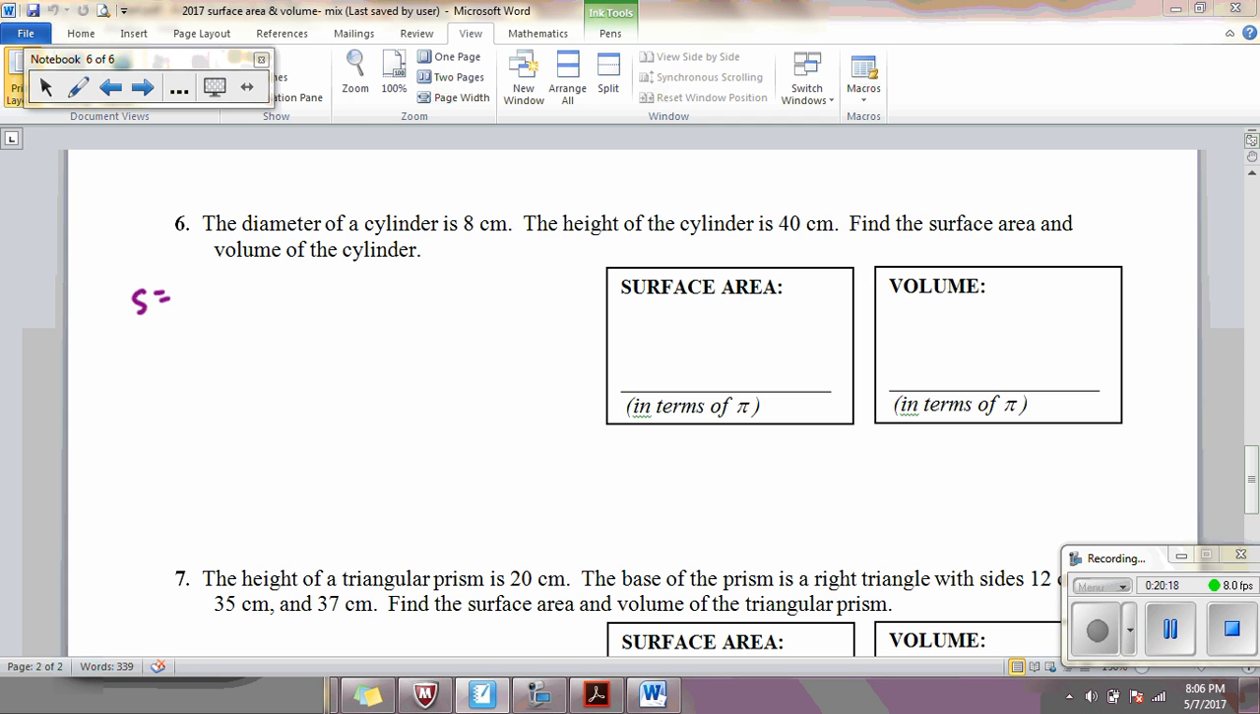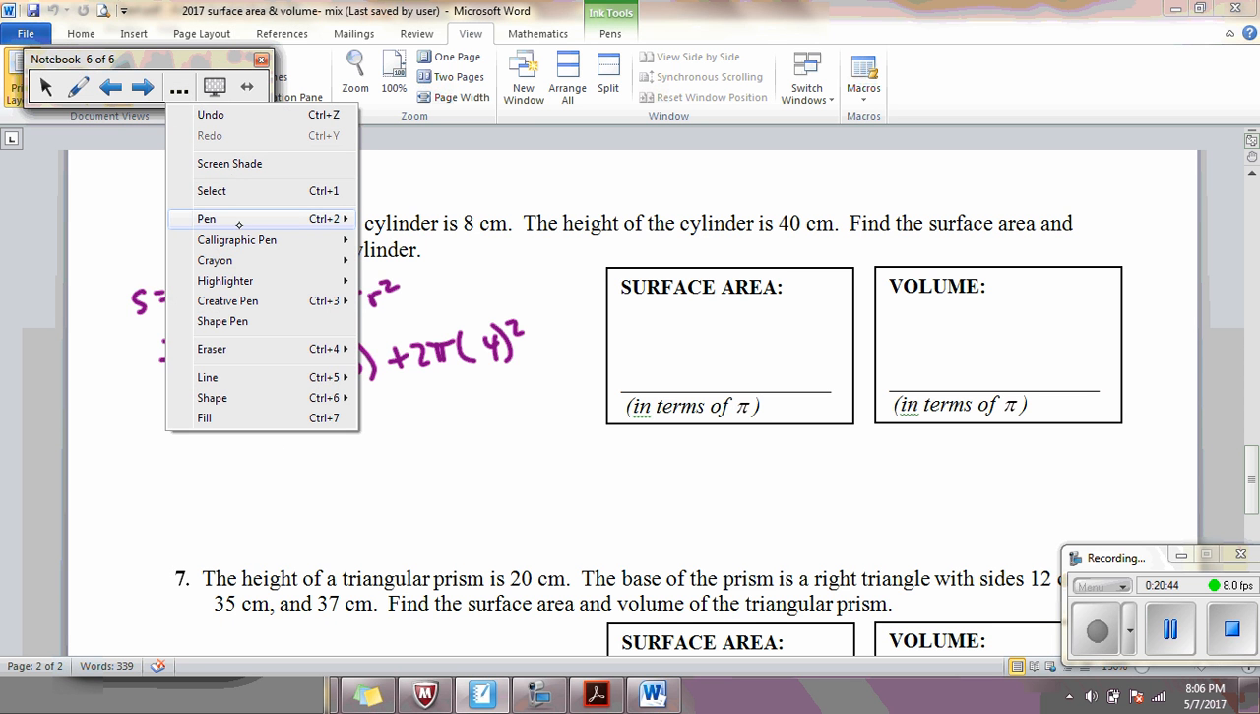So surface area is 2 pi RH plus 2 pi R squared. So 2 pi, our radius is 4 because the diameter is 8. Our height is 40, plus 2 pi 4 squared.